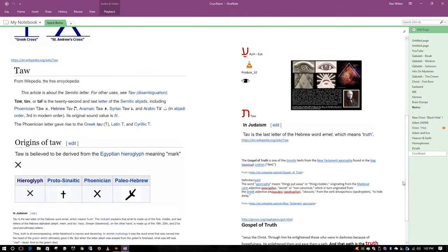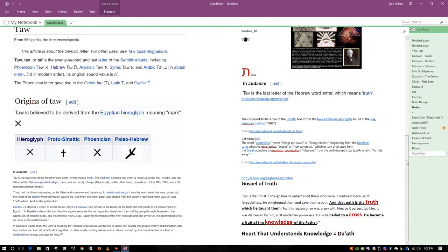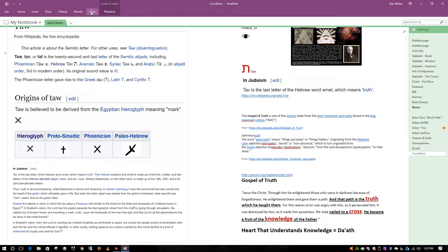But so Ta, it comes from the Phoenician Ta right here. And then Ta is believed to be derived once again from an Egyptian hieroglyph, meaning mark. So if you look at the Phoenician and you look at the Egyptian, you can see that they're the same. So it looks like it's been derived once again from Egyptian stuff. So Ta means truth, okay?